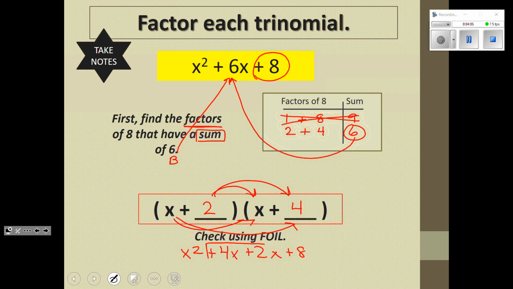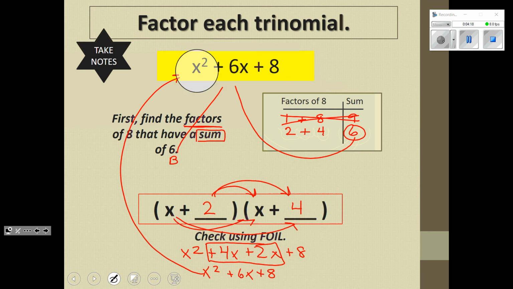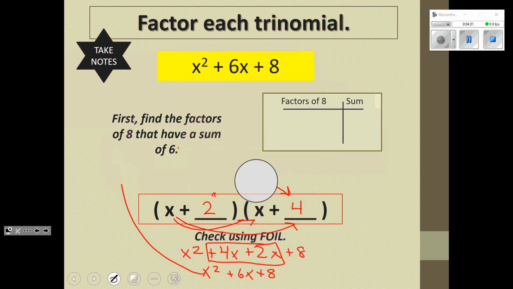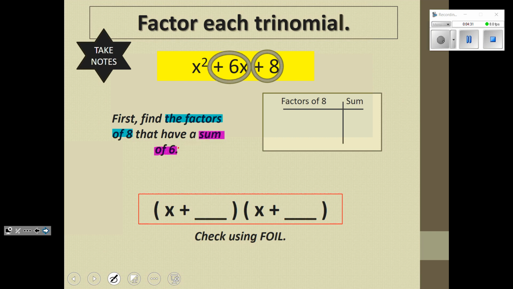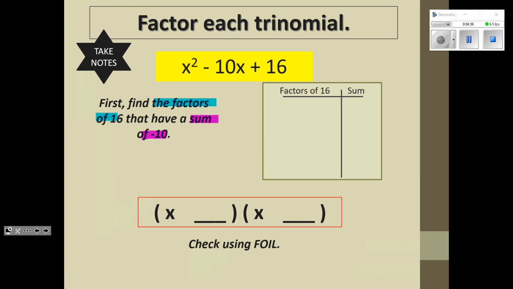And when we combine these center terms, we get x squared plus 6x plus 8, which is exactly the trinomial that we began with. So this is called reverse FOIL. We take something and factor it out. So the key is to find factor pairs that equal the c term that have a sum, or add together, to get the b term. Let's look at another example.